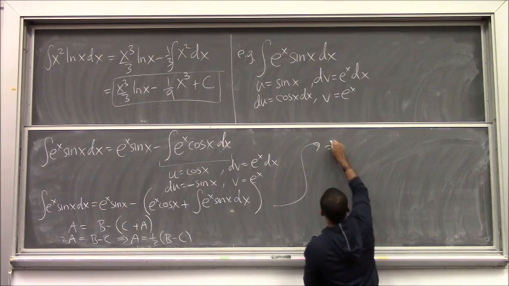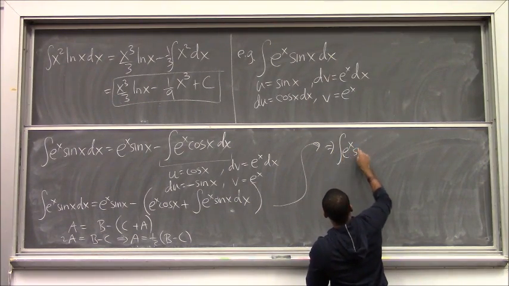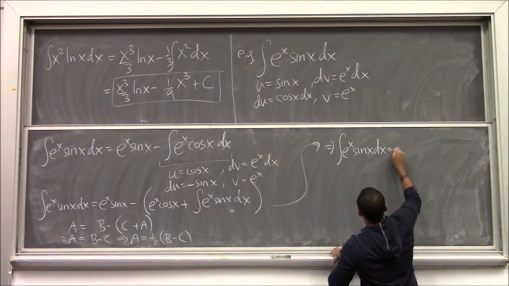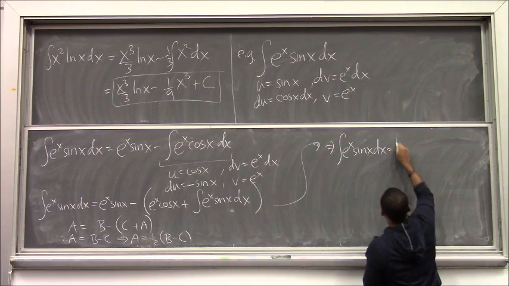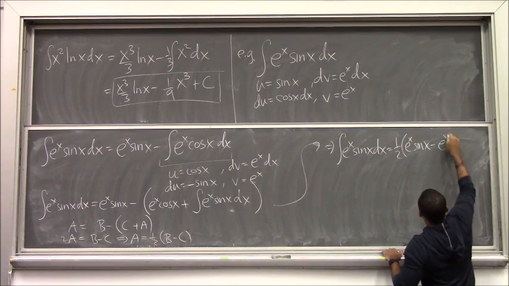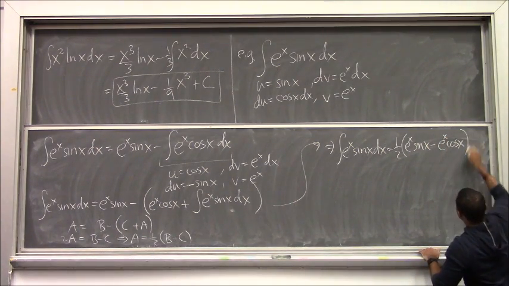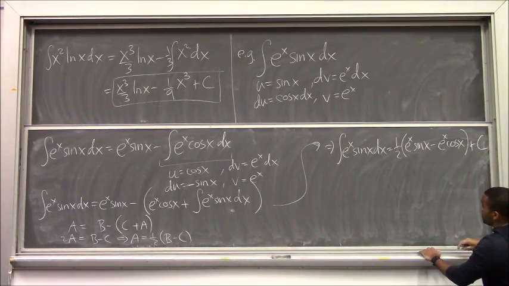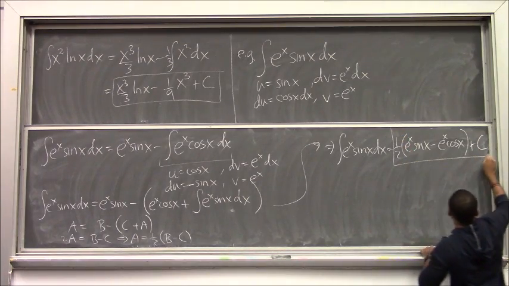And so this is going to mean that the integral of e to the x sine of x dx is going to be 1/2 times e to the x sine of x minus e to the x cosine of x. And of course we know it's an indefinite integral, so there should be a plus c. And that's our answer.